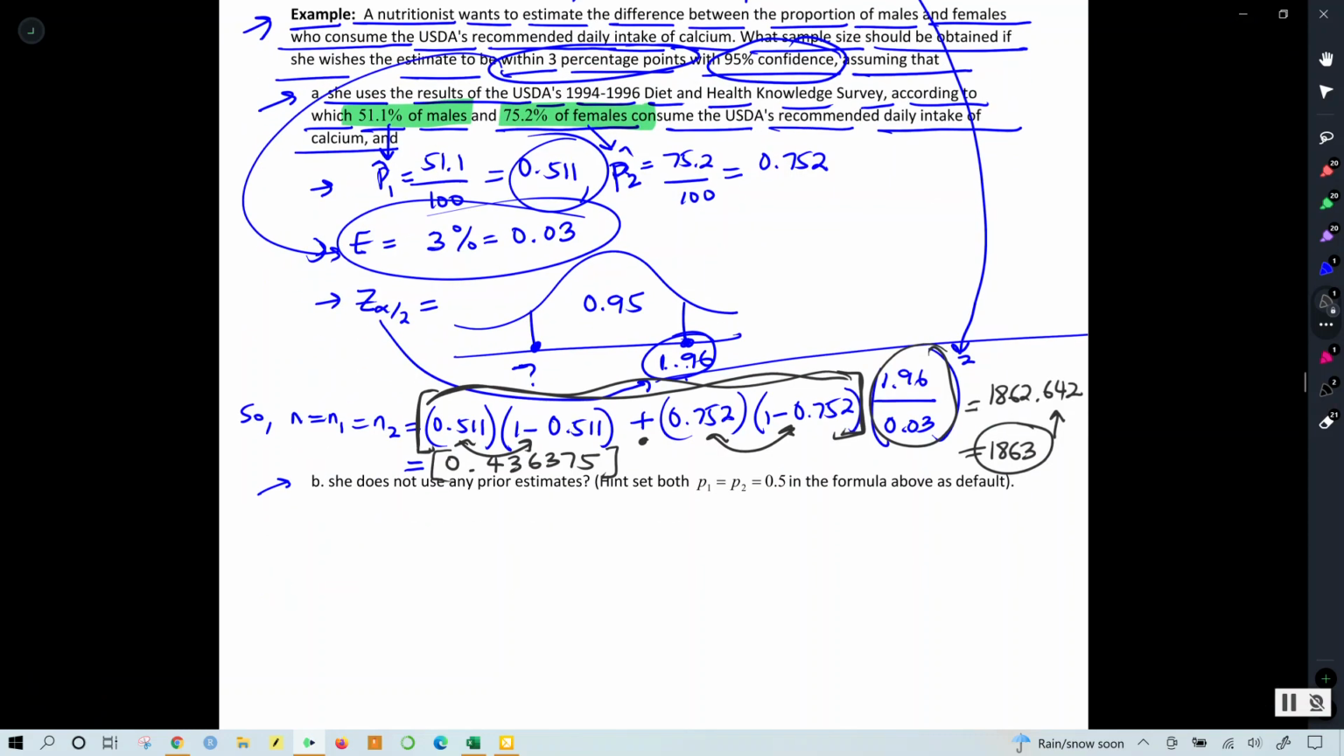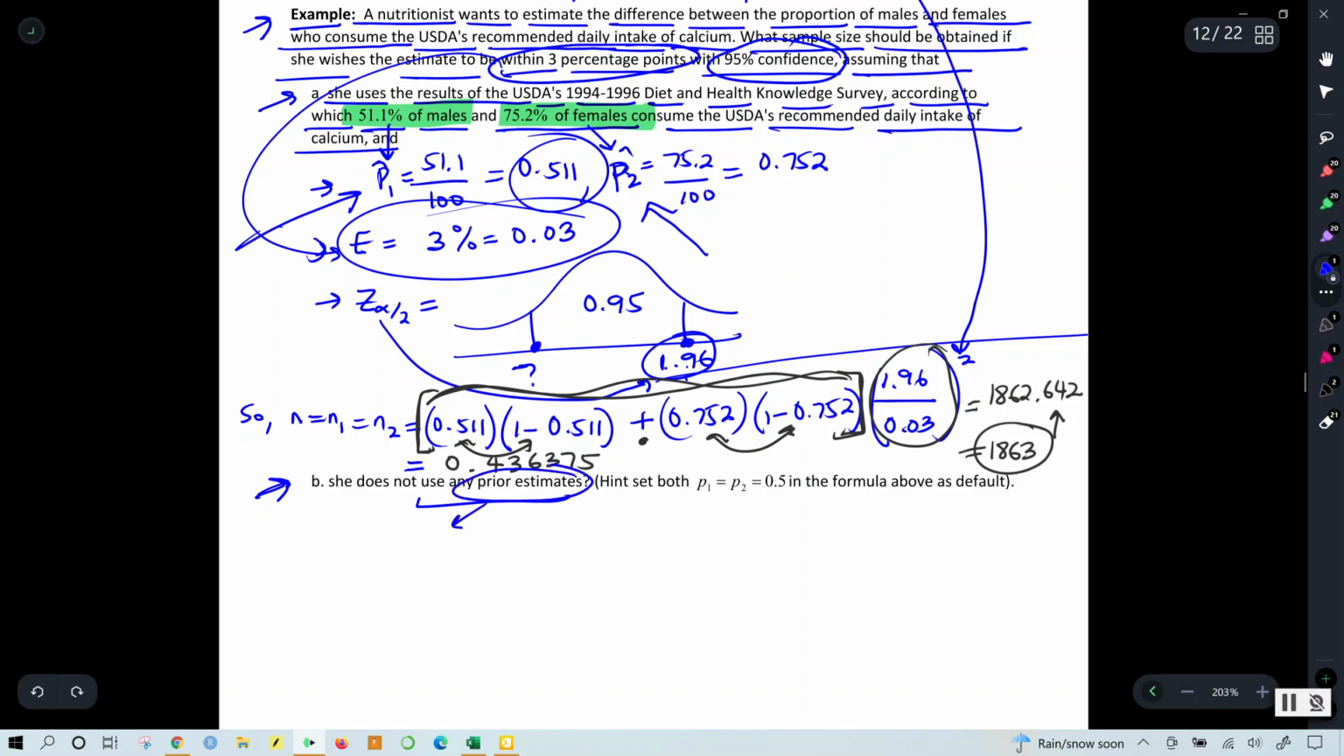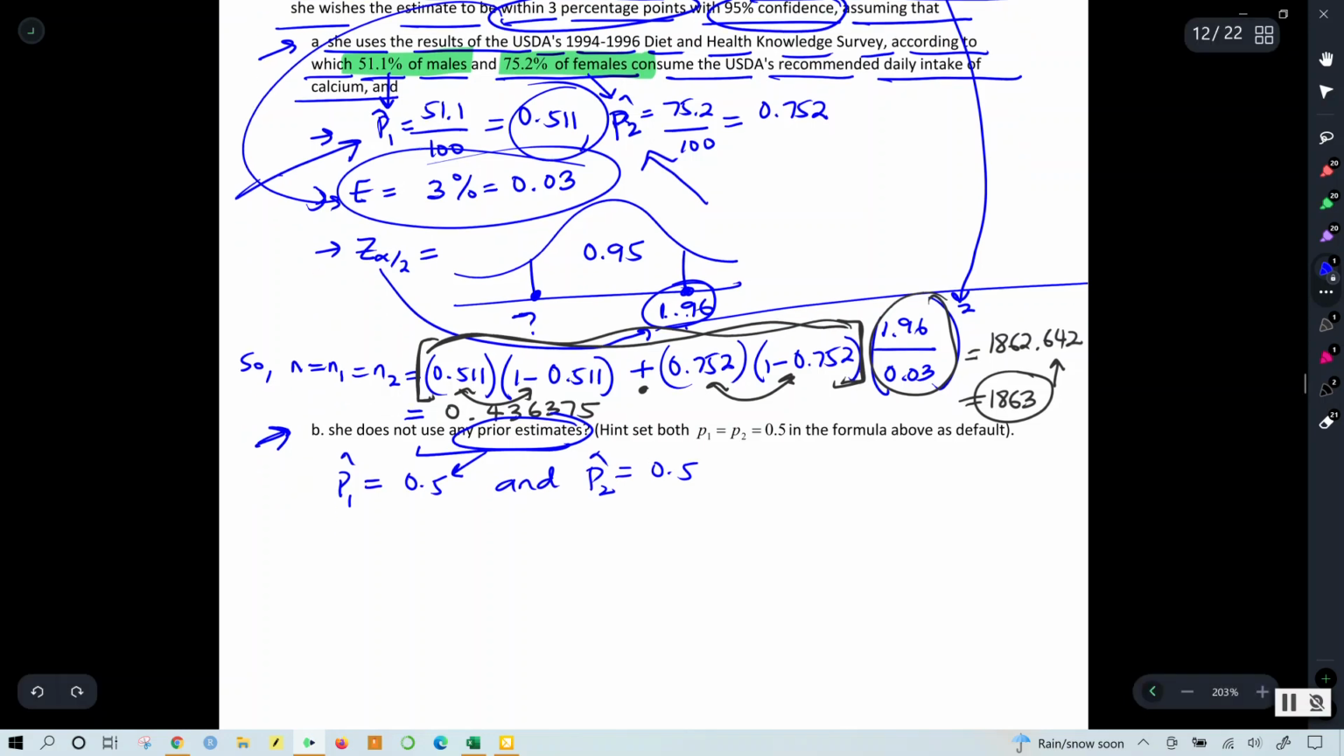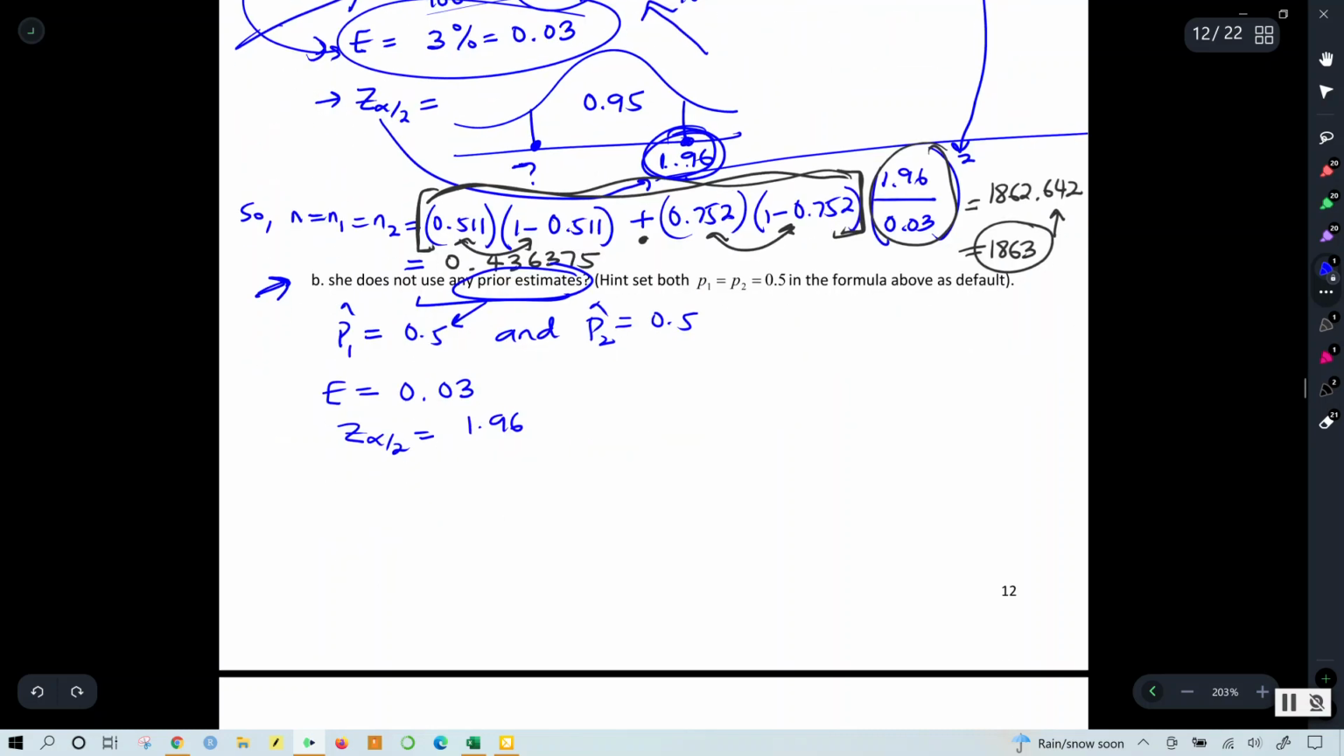All right, then for the second case, question B. What if she was not given P1 and P2? That means she does not have any prior estimates. In such a case, you are required to set P1 to 0.5 and P2 also to 0.5. Both estimates must be set to 0.5. And so our error still stays the same, and our Z of alpha over 2 still stays the same, 1.96. Let's see what happens.